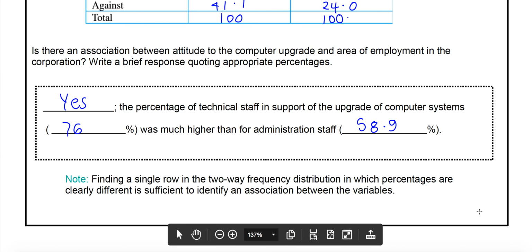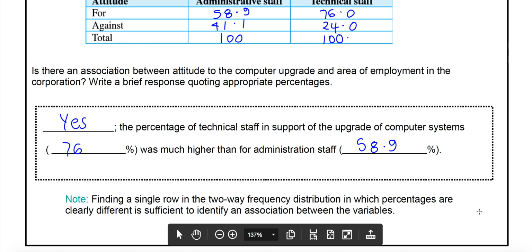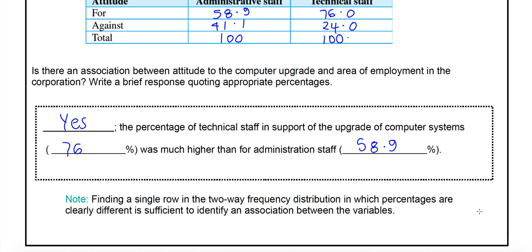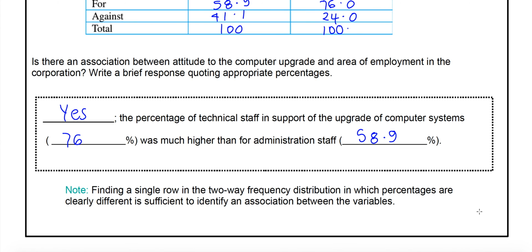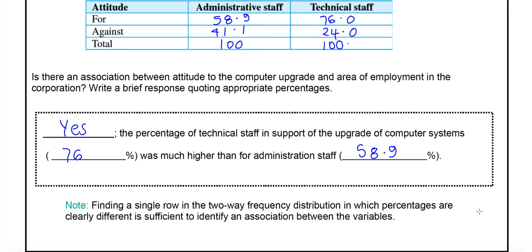Just a note, you just need a single row. This is only 2 rows, so obviously both of them were going to be quite different. But if you've got, say, out of your 5 rows, a couple that are considerably different, generally, of the ones I've seen, there's about 3 or 4 different rows. Really, you just need to identify one single row in which they're clearly different, and then you can state that there's some sort of association. Remember, we're not explaining the association at all. We're just saying that it is there. Looking at the data that we have, there is an association there.